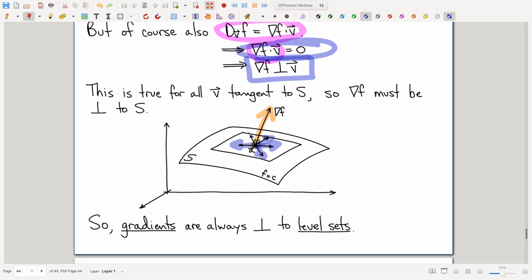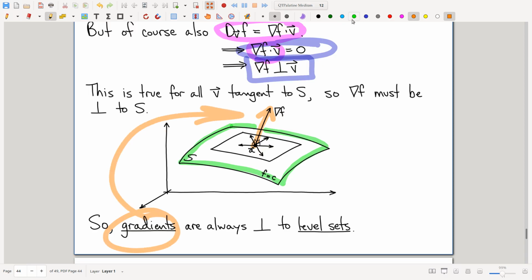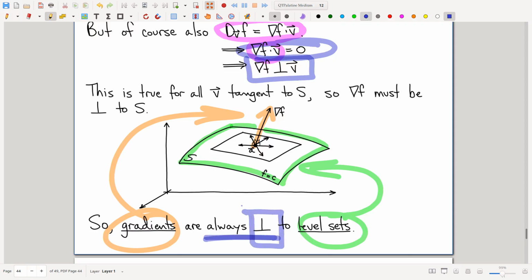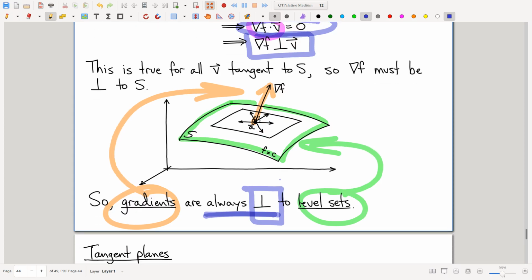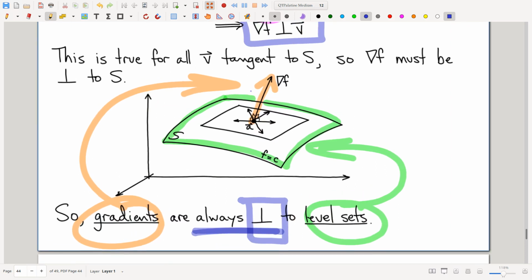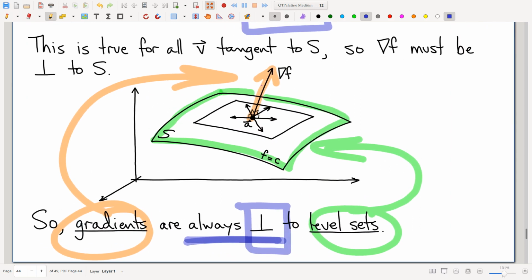Let me clean up so I can write this a little bit better. We started off again with some surface that was a level set. We have now concluded that gradients and level sets are always orthogonal. That's a really cool fact. Again, very much not obvious from a geometric perspective, but a really powerful conclusion.